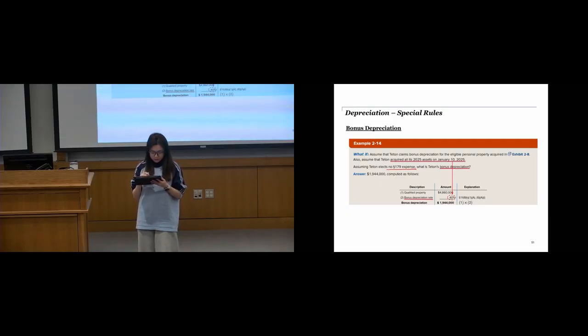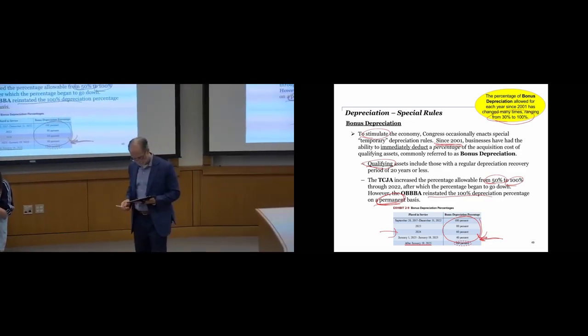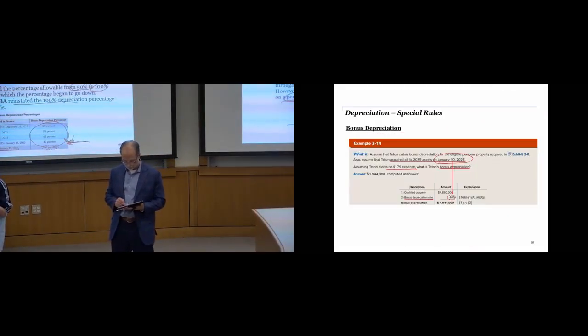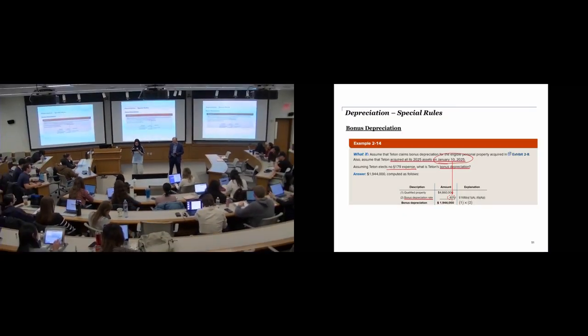The most critical detail here is the placed in service date, which is January 10, 2025. We look at the bonus depreciation table in Exhibit 9.29. You can see there is a special window at the beginning of 2025. Because it bought these assets before the date of January 19th, they qualify for the 40% rate, not the new 100% rate.